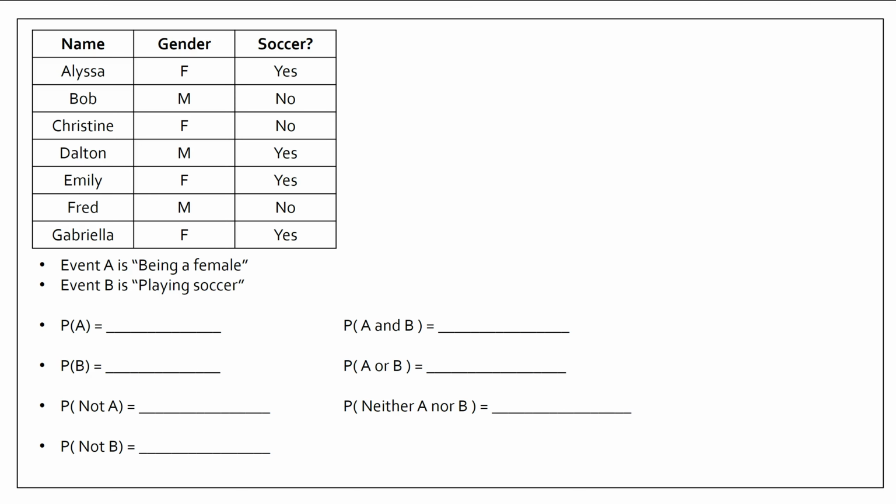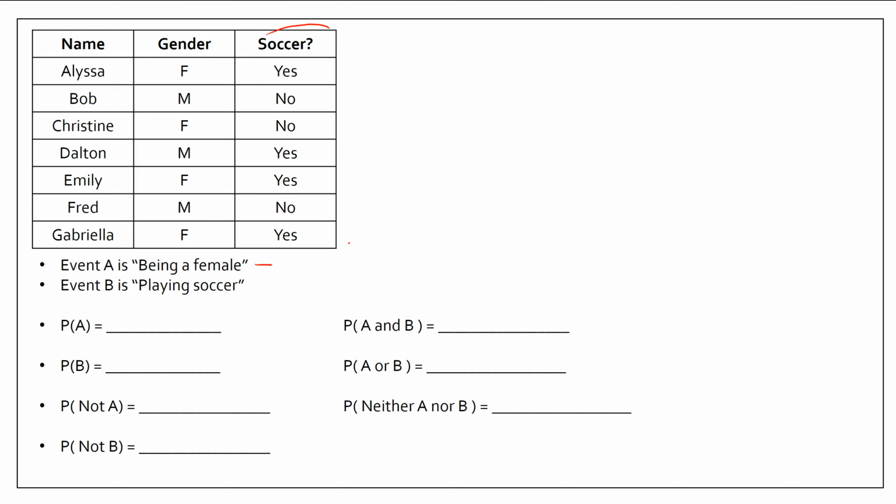All right, so here's the deal. There's a lot to take in on this slide, so let me take you through it. I have some people, and I have some data about these people. I have what gender they are. I also have whether or not they play soccer. So like I said, we have two things going on at once here: the gender of somebody, and whether they play soccer.